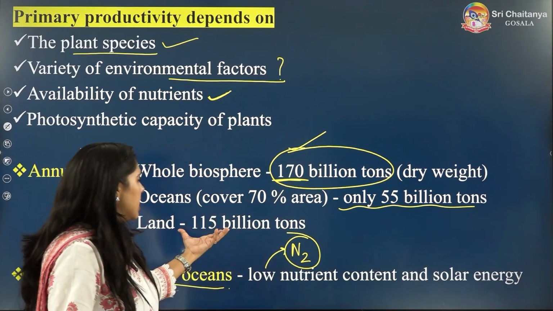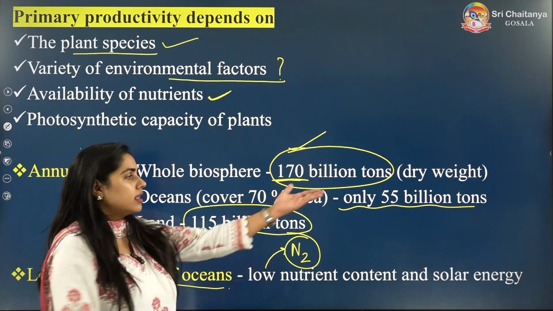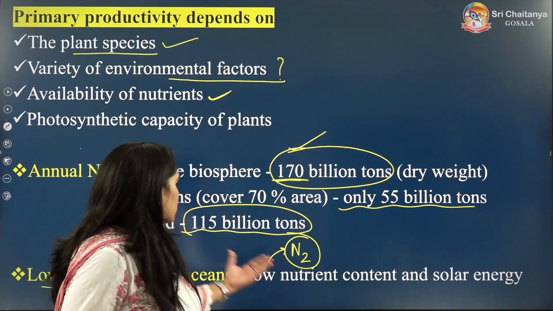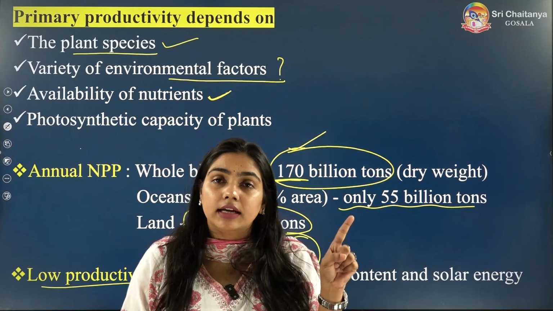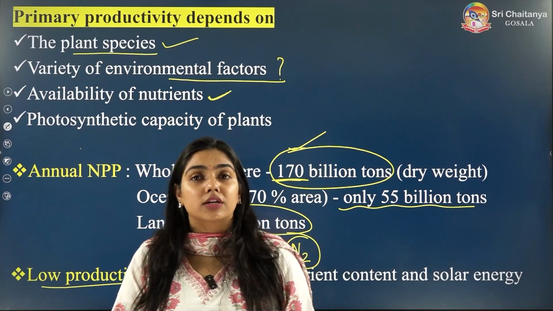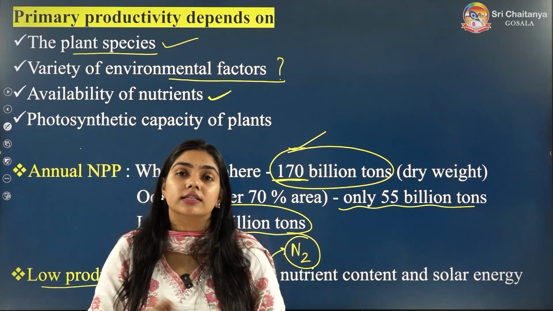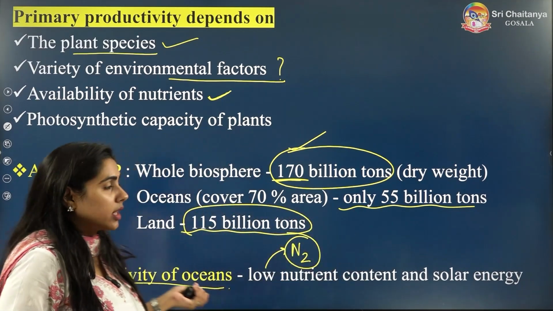Whereas land area is less, but its productivity is more than the oceans, 115 billion tons. So 115 billion tons is the productivity of land, 55 billion tons is the productivity of oceans. Total productivity of the whole biosphere is 170 billion tons. So this was all about productivity.